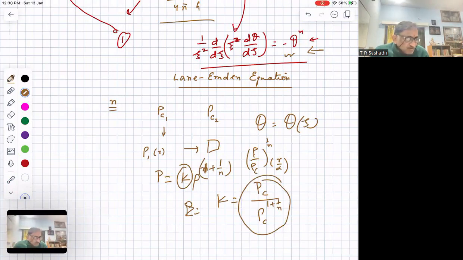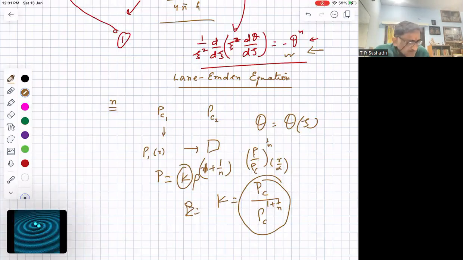So if I have one system for which I have solved the Lane-Emden equation and I know rho as a function of r, just by scaling r using alpha, I can get the solution of the other system without having to solve the equation all over again. Is it clear? Yes, yes.